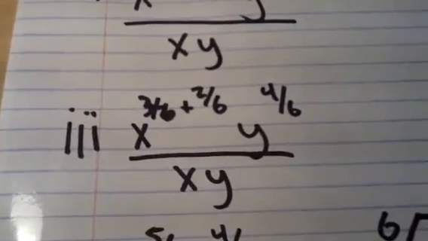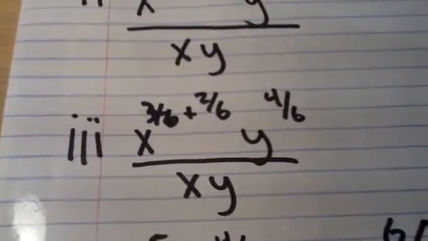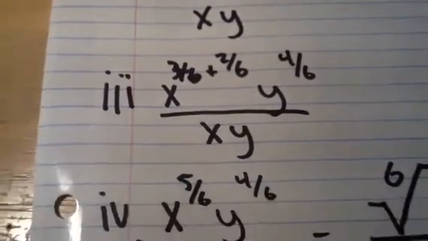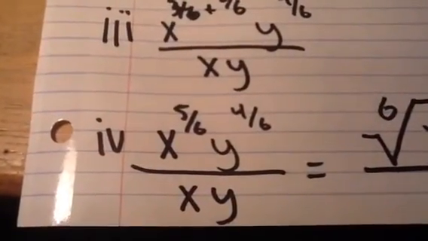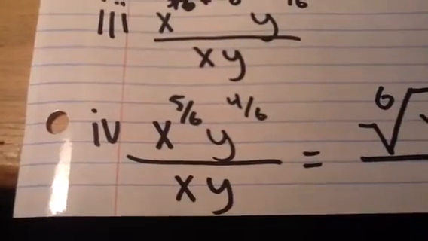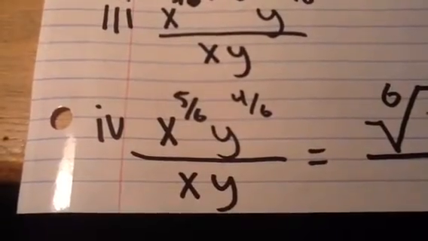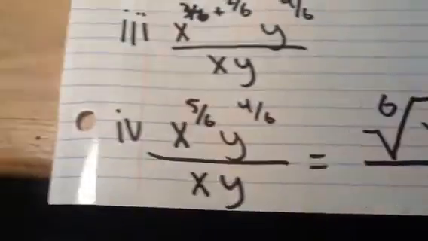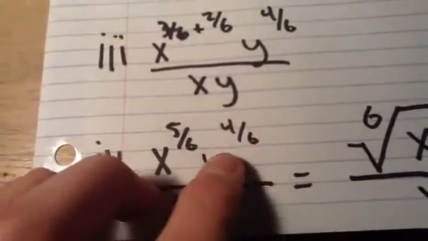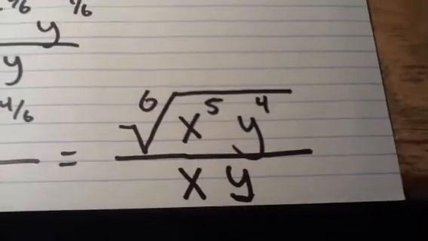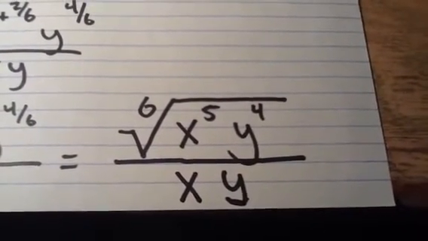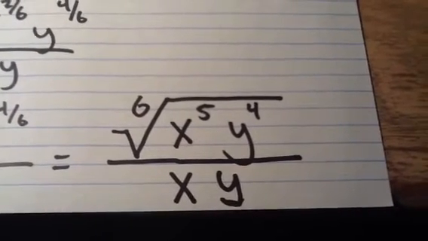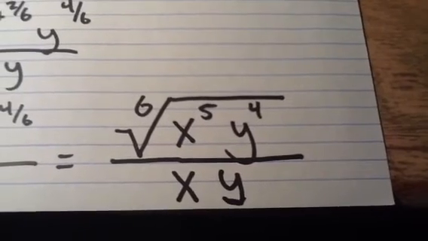Which then leaves us with x to the 3/6 plus 2/6 times y to the 4/6 power over xy. And then after adding those up, we get x to the 5/6 times y to the 4/6 over xy, which then can be simplified even further into a radical. And since they have the same index here, because we found the least common denominator, we can just go ahead and throw the bases back under the radical with the exponents. So we get the sixth root of x to the 5th times y to the 4th over xy.